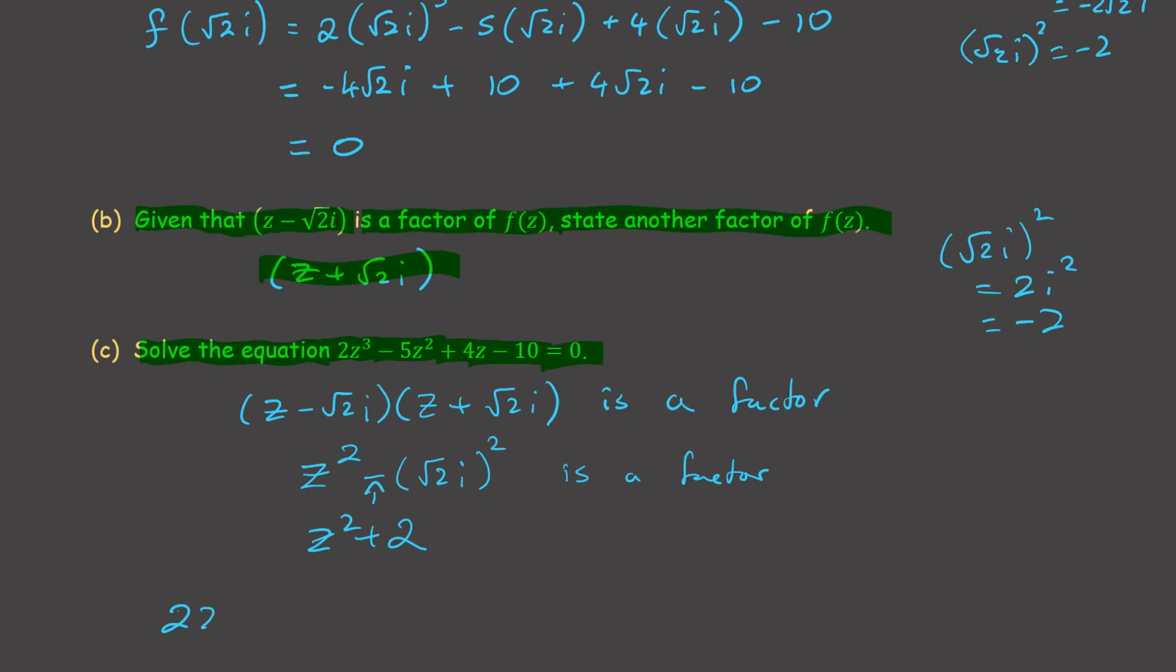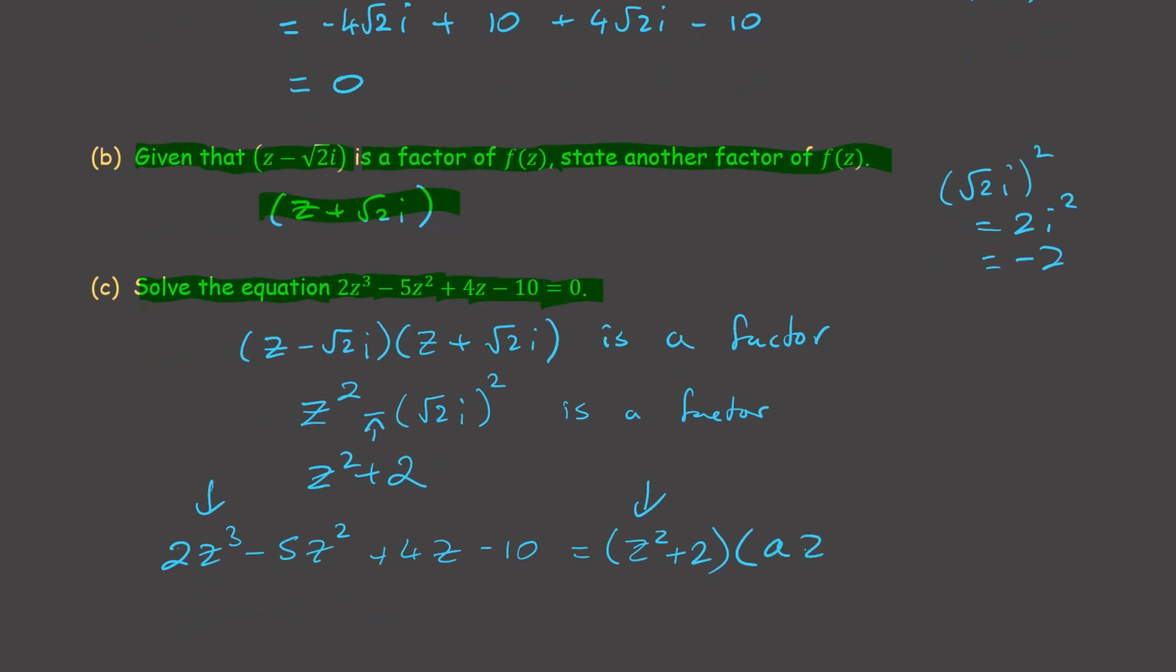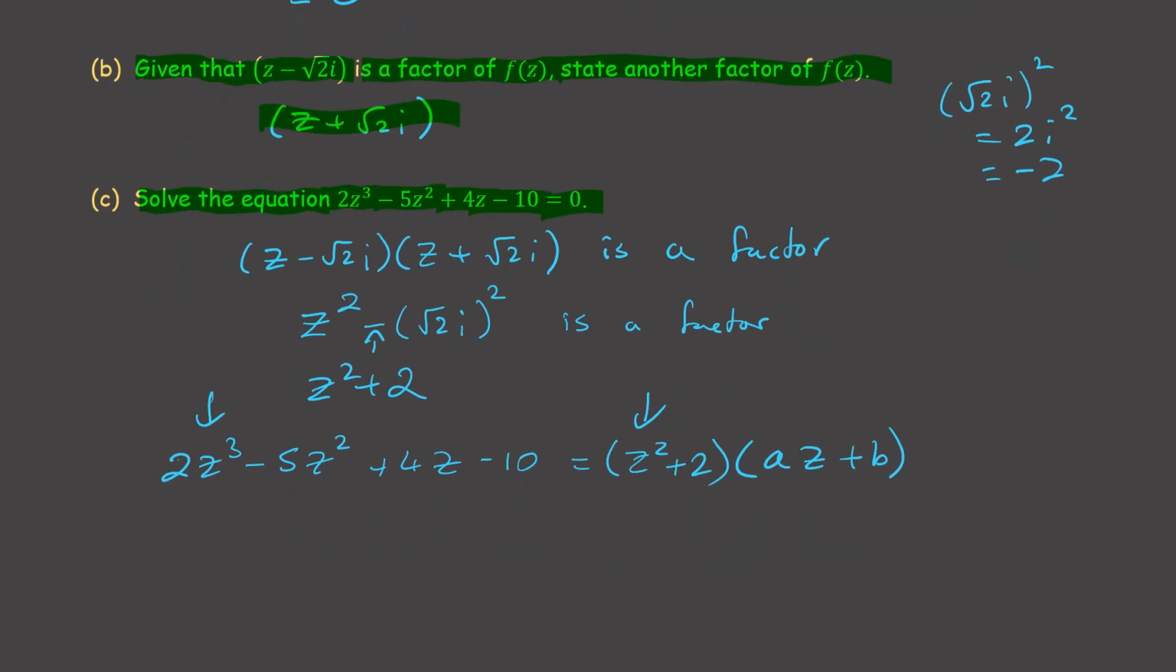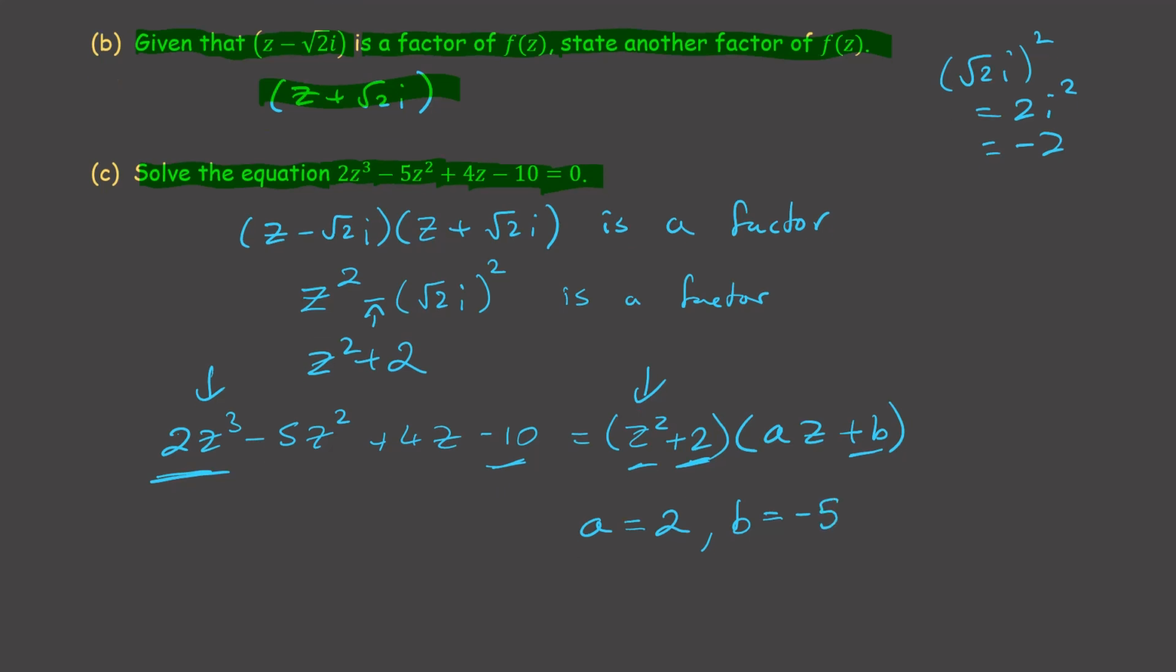So that means 2z cubed minus 5z squared plus 4z take away 10 would be equal to z squared plus 2 times something. Since this is cubic and this is quadratic, we must have a linear factor here, which is az plus b. Now, since we've got a 2z cubed here, and a z squared just here, that tells me that a is equal to 2. Since I've got a positive 2 here, and negative 10 there, that tells me that b is negative 5.